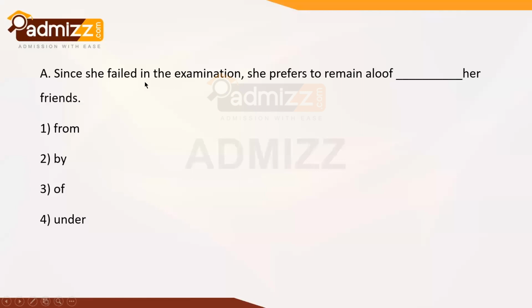Just as an example: Since she failed in the examination, she prefers to remain aloof from her friends, right? So "from" is the correct preposition to be used at this particular point. To remain aloof means to remain away from or to remain anonymous, right? So in this case, "from" is the proper preposition to be used.